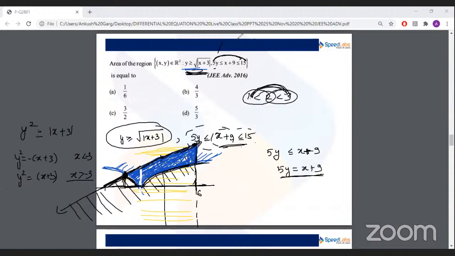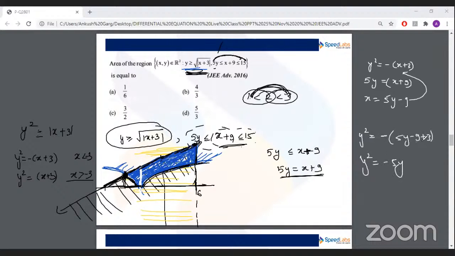So the parabola is y square equal to minus of x plus 3 and the line is 5y equal to x plus 9. Okay, so putting the value of x, that is 5y minus 9, over here, this will become y square equal to minus of 5y minus 9 plus 3, that is y square equal to minus 5y, and this will be minus minus plus 6. So taking it on the right hand side, we are getting y square plus 5y minus 6 equal to 0. So I think I have done it correctly.